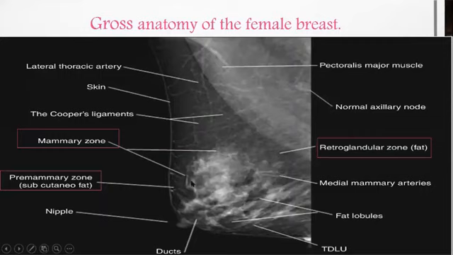This is the pre-mammary zone, and this is the mammary zone, representing the gland, and here posterior to which is the retromammary zone, just anterior to the pectoralis. These are the vessels and the skin. You see the Cooper ligaments, the nipple, and the ducts and fat lobules in between the parenchyma.